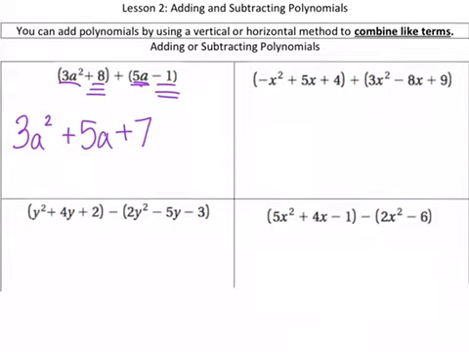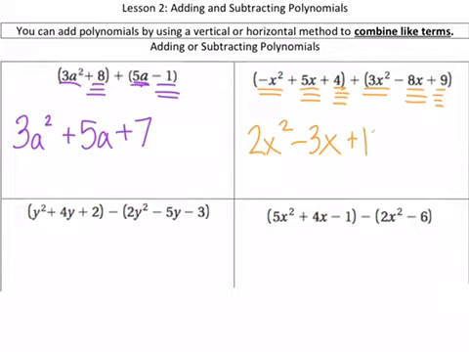So in this next example, we actually have like terms that we can underline. So I have my x squareds right there. I have just my x alone, and then my constants that I can add to. So -x squared plus 3x squared is 2x squared. 5x plus -8x is -3x. 4 plus 9 is 13 positive. So make sure you're watching your negatives and positives.